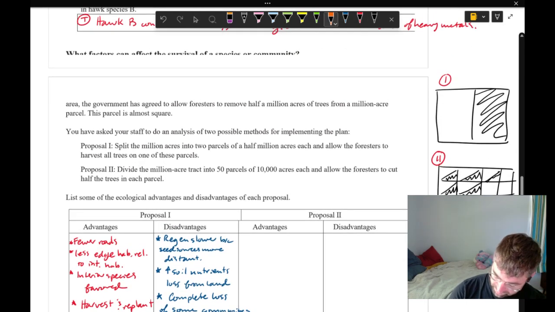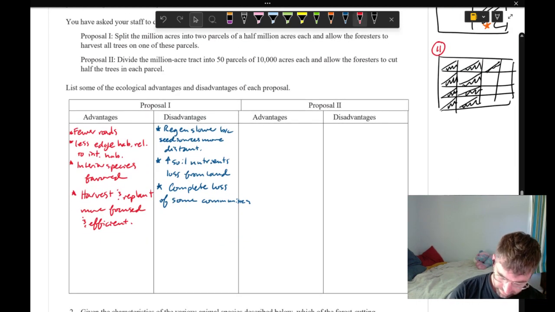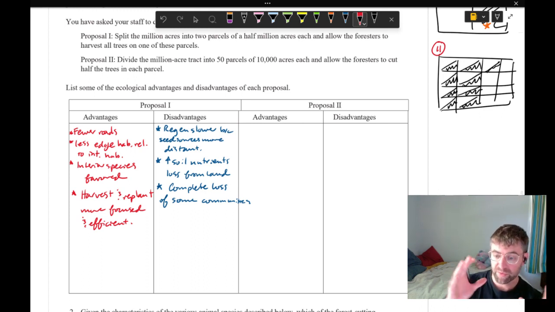If you have a rare species of bird that only lives in that spot, gone forever. All right, advantages of proposal two. So this is the one where we're subdividing it into many parcels and then only harvesting half of each parcel. This is going to have a much more distributed impact, right? So all cut areas would be closer to seed sources, and natural regeneration would be a lot faster.